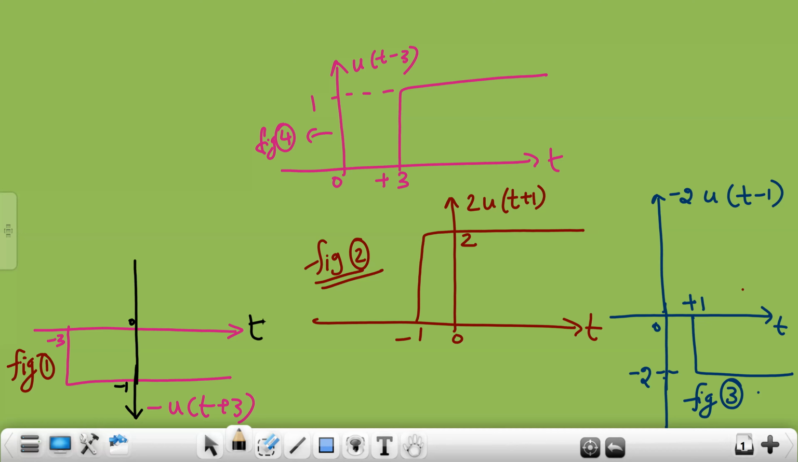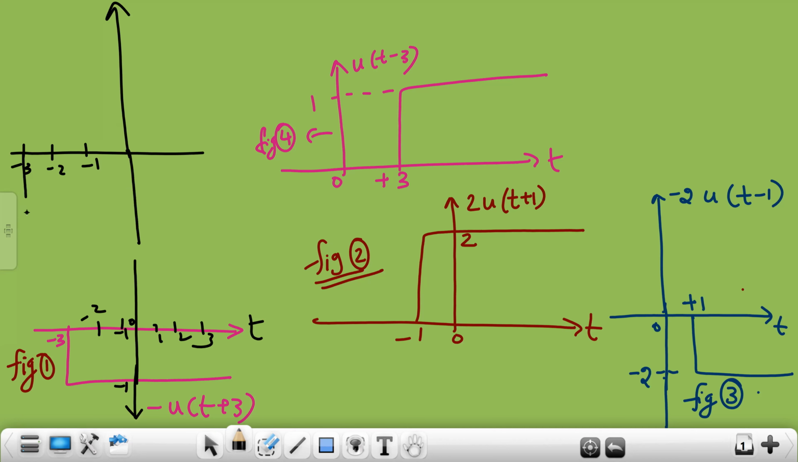So first I will focus from the time -3 to -2. In figure number 1, you are having the value -1. Whereas when you come to figure 2, figure 3 and figure 4, you don't have anything. So when you add all these 4 parameters, final result will be -1 plus 0 plus 0 plus 0. Isn't it? So the answer will be -1. So from -3 to -2, your signal will be at -1.